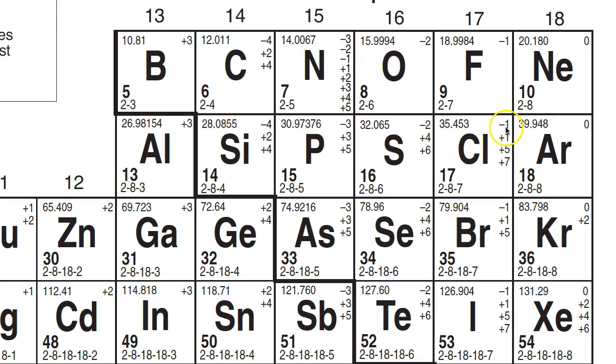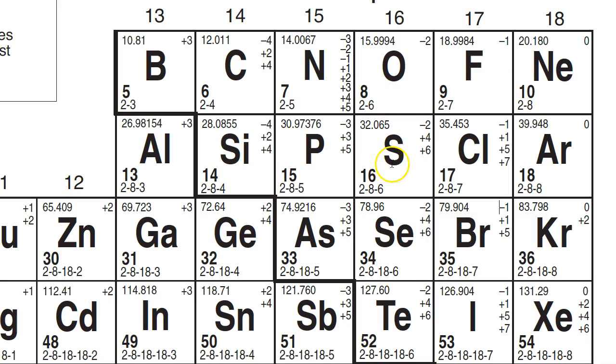Chlorine wants to become -1 because gaining 1 electron gives it the electron configuration of argon, which is very stable. It doesn't become argon, but it becomes as stable with a filled octet. Notice all the halogens, group 17, all love to become -1 because they're one away from being stable. And stable is a low energy spot.